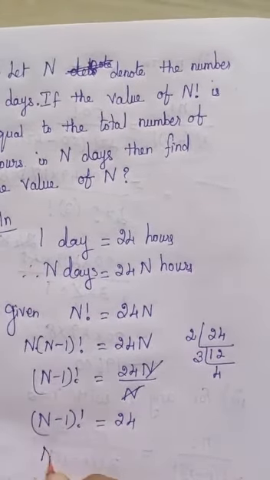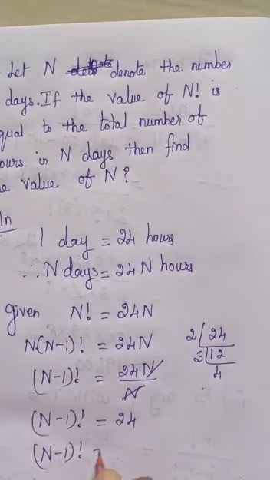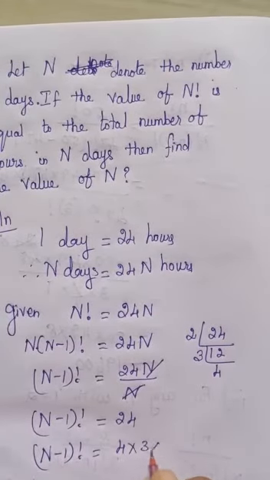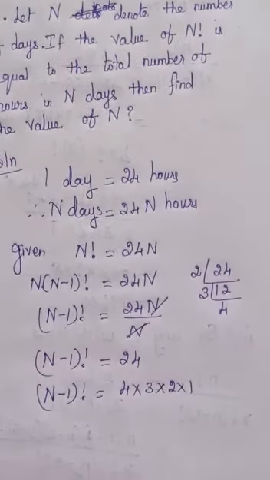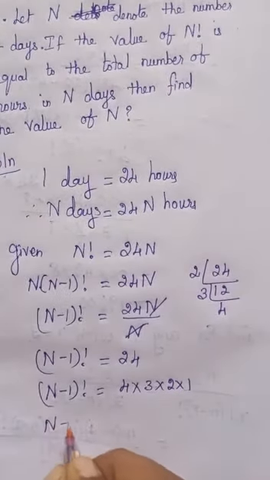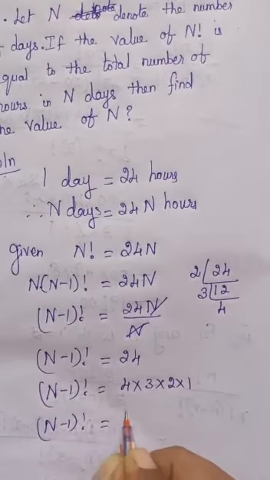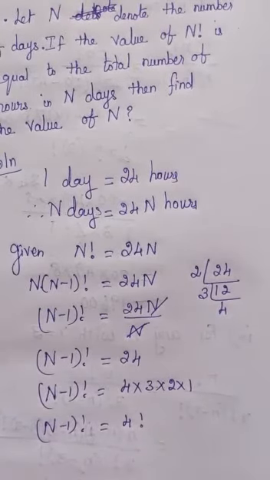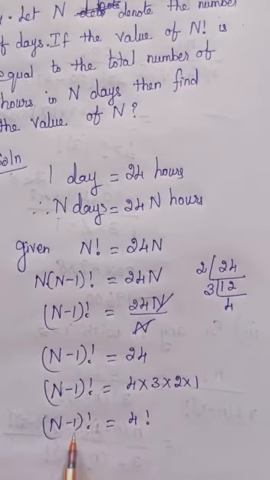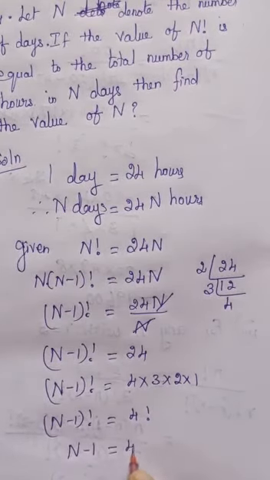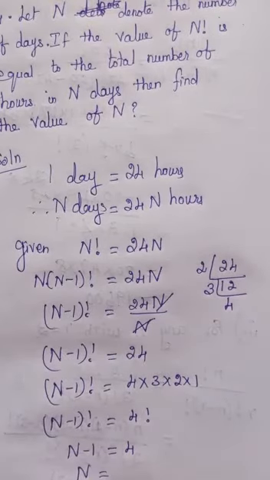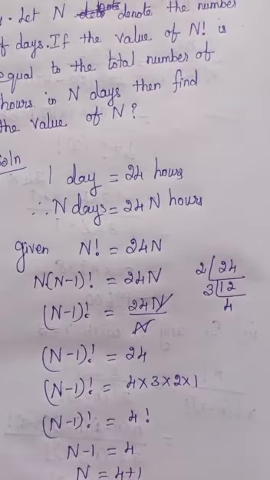Is it not? So, I am writing n minus 1 factorial equal to 4 into 3 into 2 into 1. Is it not there? 1 into 1, the same value. So n minus 1 factorial is equal to 4 factorial. Now both are factorials, so the content I can make equal. So n minus 1 equal to 4, or n equal to 4 plus 1. So n is equal to 5.